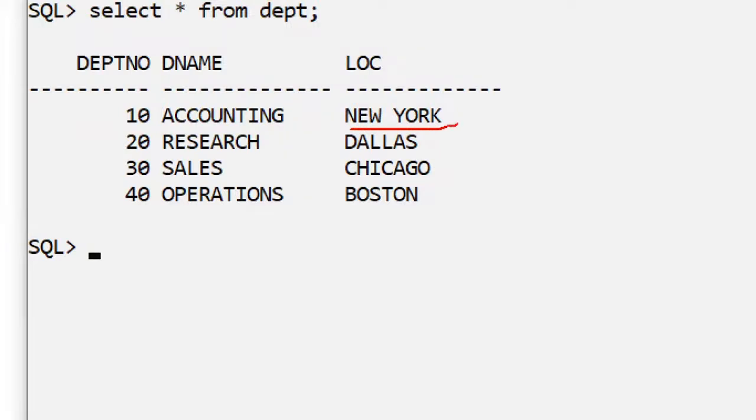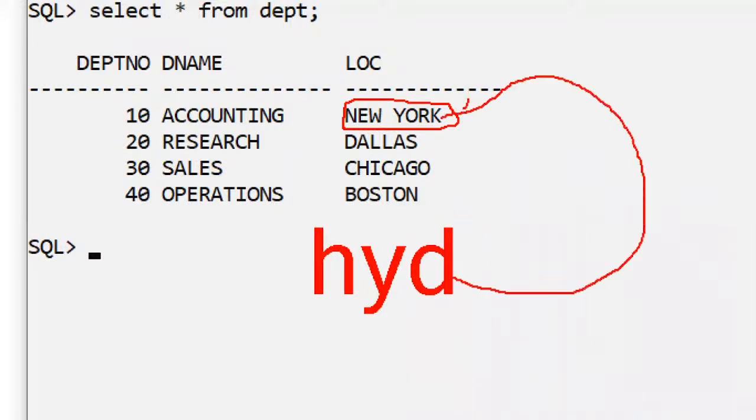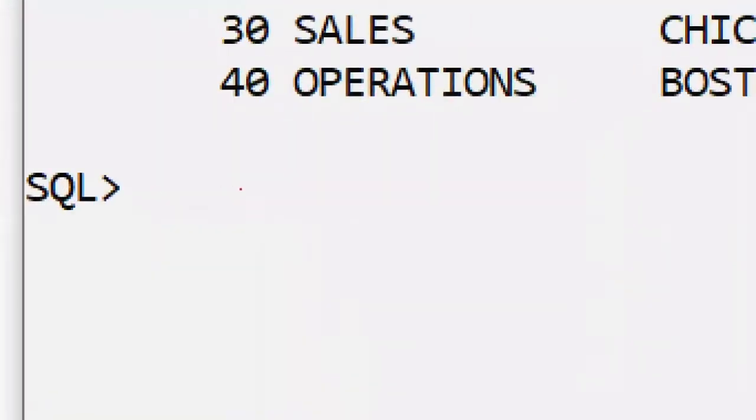Observe here. New York is a city, for example. In my project, I want to change. Today, I want to change this New York location into Hyderabad as a location on my project side. Suppose I want to change this New York location into Hyderabad as a location. I want to change it in this relational database. How can I do it? Just at the SQL prompt only, we are using SQL languages.